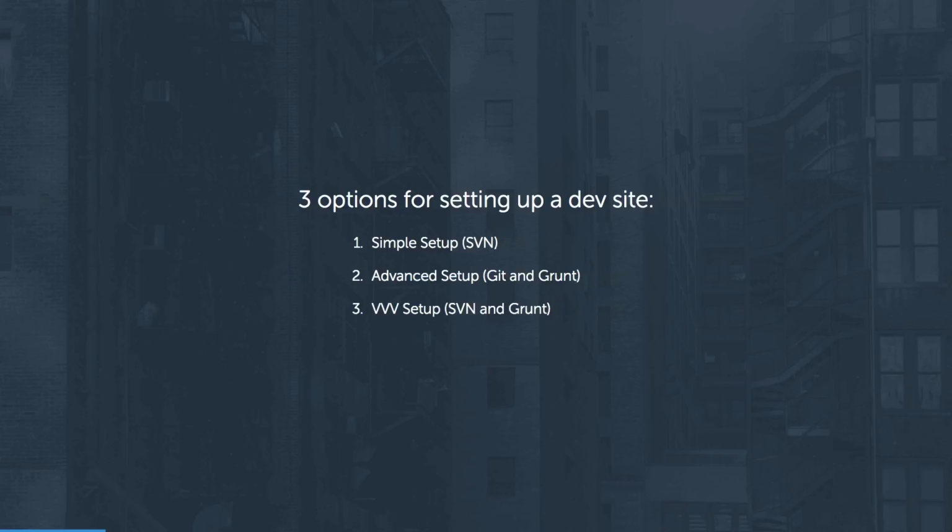In researching for this talk, I stumbled across quite a few different options for the way you can set up WordPress to contribute. Tonight I'm going to run through 3 of those options. There's a really quick and simple one using SVN. There's a bit more advanced version with Git and Grunt. And then there's also another version you can do through VVV, which I'll explain shortly.